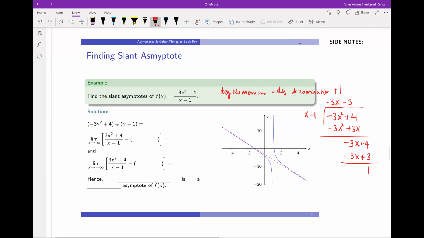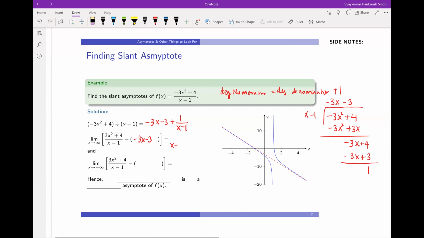So when you divide this, it's going to be minus 3x minus 3 plus 1 upon x minus 1. Now think about it. When you look at this expression, as x becomes really large, 1 upon x minus 1 will go to 0. That means your graph will get very close to minus 3x minus 3. So that's the idea. Let's try to look at that.